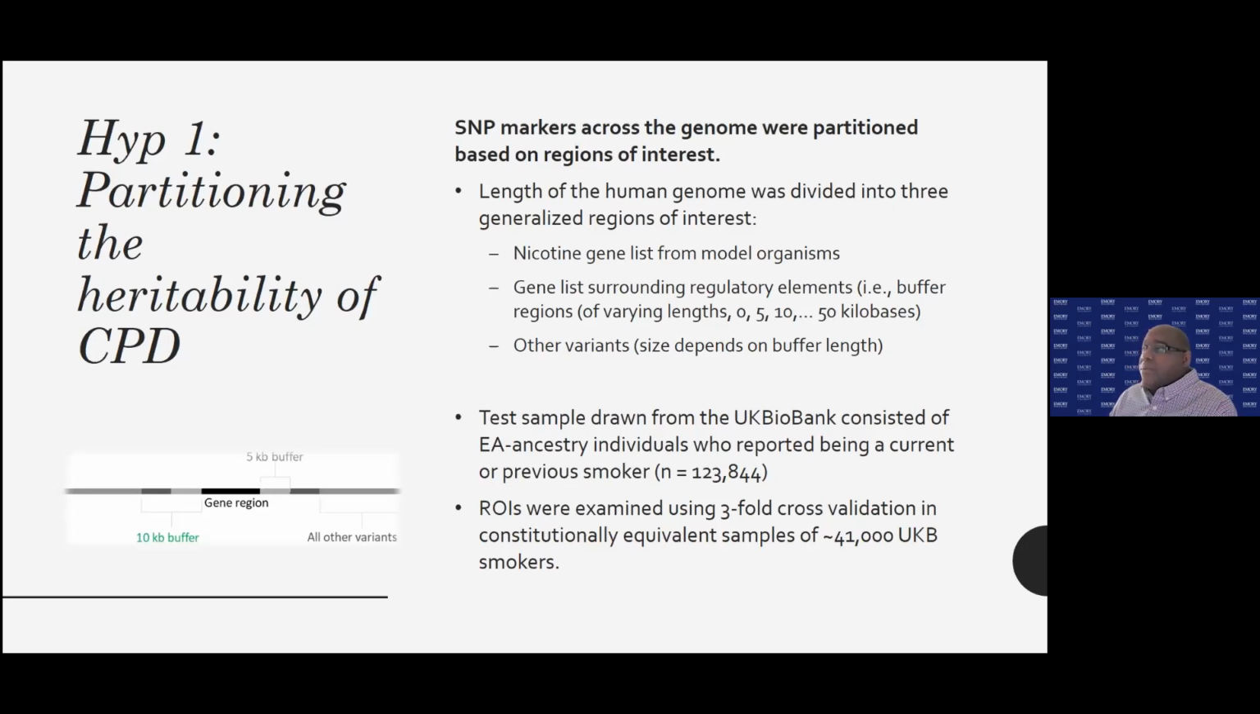But in short, because we had such a large sample, our goal really was to see whether or not we could detect many of the same variants that were identified in the Liu et al. study, but also identify additional sources of variation using a much smaller sample.